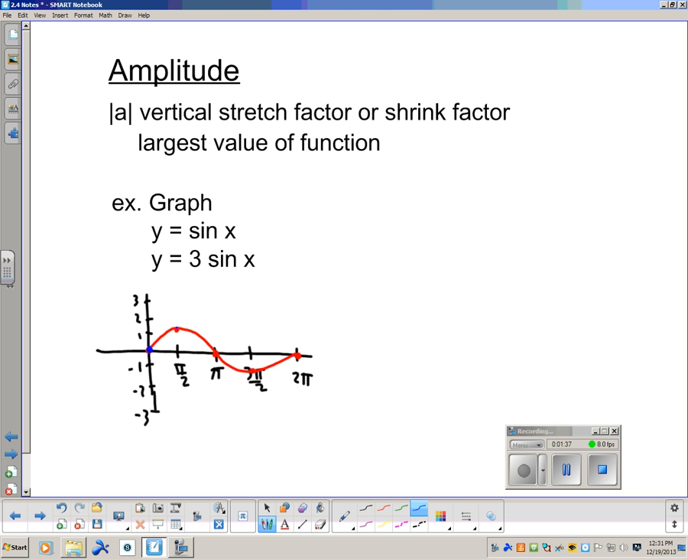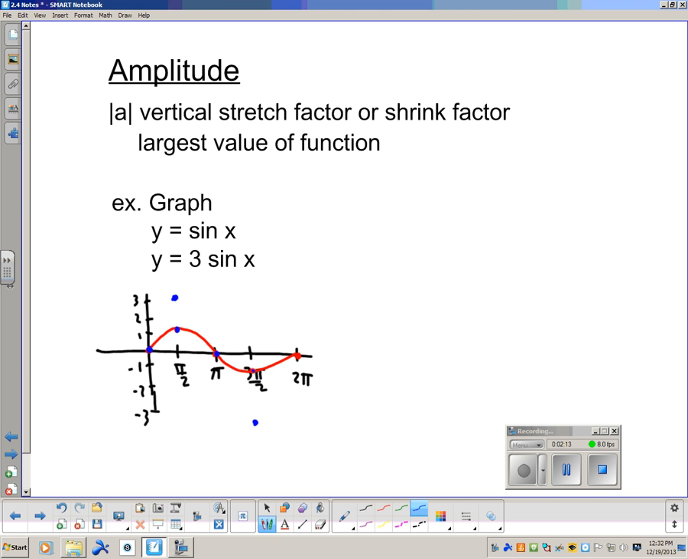Then the next point here, pi over 2, is up there at 1. You're not going to count up 3. You're going to multiply the y value, which is 1 times 3. 1 times 3 is 3. So now it's going to be at pi over 2 and at 3. At pi, the y value is 0, multiply by 3, and you get 0. 3 pi over 2 is down there at negative 1. Multiply the y value of negative 1 by 3. Negative 1 times 3 is negative 3. So instead of being here, we're now down here at negative 3.